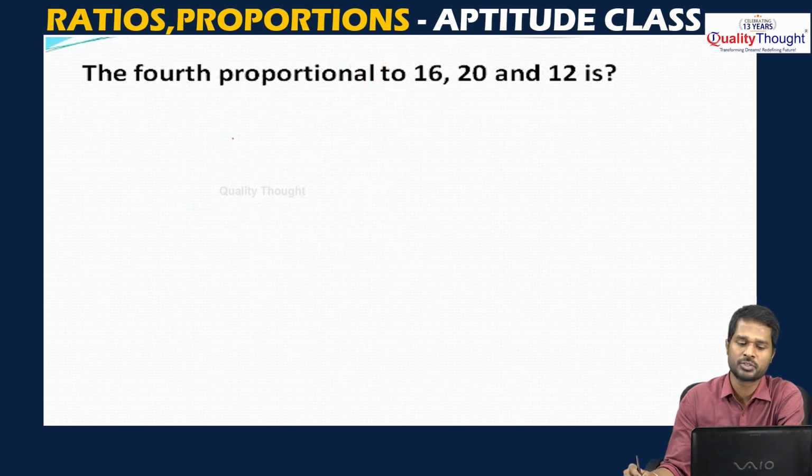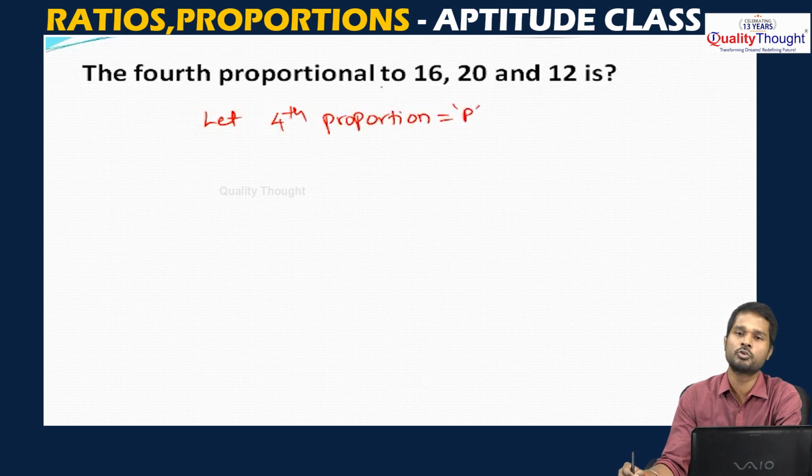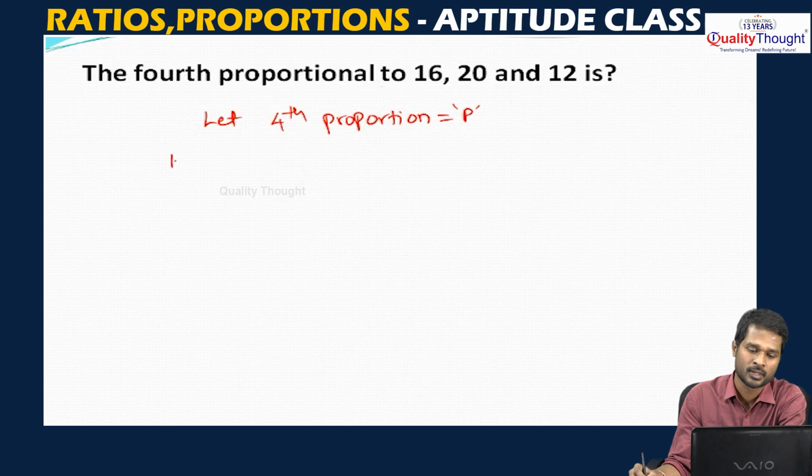Now the similar question: find the fourth proportion to 16, 20 and 12. In the previous question we had two values and were asked to find the third proportion. Here we will find the fourth proportion. We have three values here. Let's consider the fourth proportion as P. Whenever you solve these questions, don't change the order of the given numbers. So it is 16, 20, 12 and P.